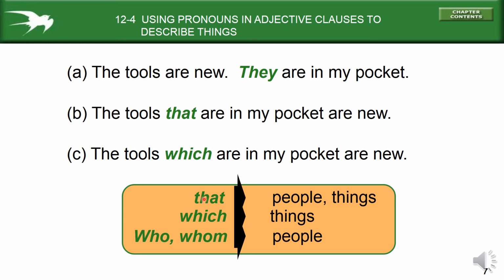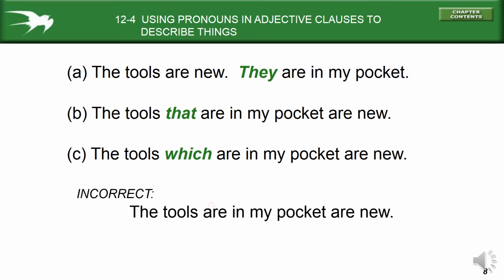So again, that can be used for people and things, which is only used for things, and who and whom are only used for people. So here it's incorrect to say the tools are in my pocket are new. Okay, so I have to use that and which. These pronouns cannot be omitted from the adjective clause.